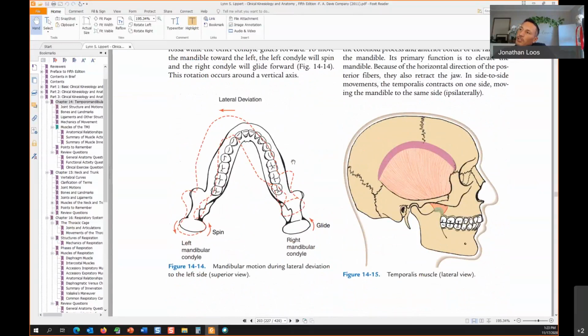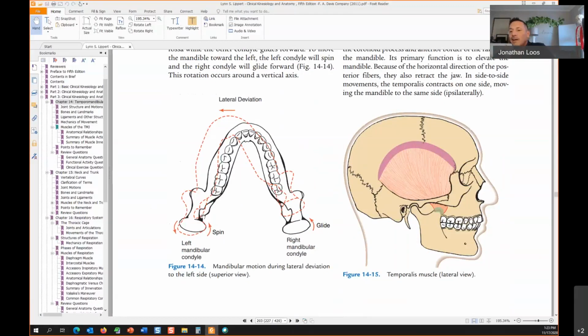And then you can appreciate some of the arthrokinematics here when you look at the lateral deviation. So when you deviate to the left, you're getting a spin here. And then as you move to the left, the whole jaw is coming forward and coming in aspect. So when you bring your jaw to your left, the joint action that's happening on the right is the same as when you open your mouth. And the joint action on the left is the same as when you close your mouth.